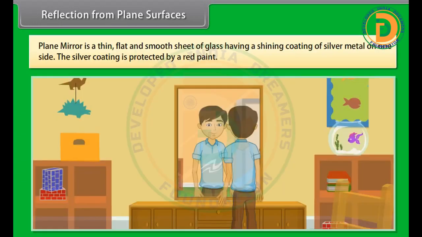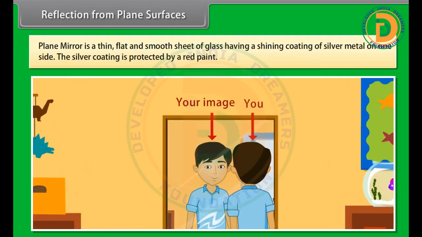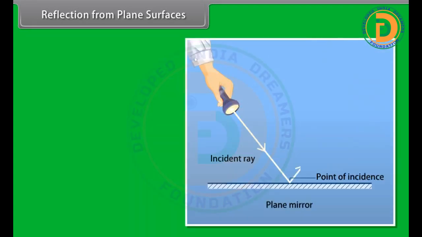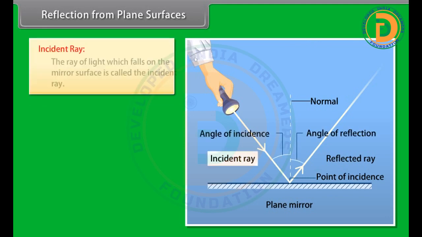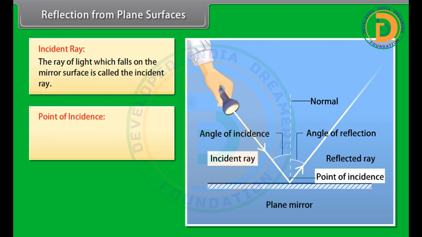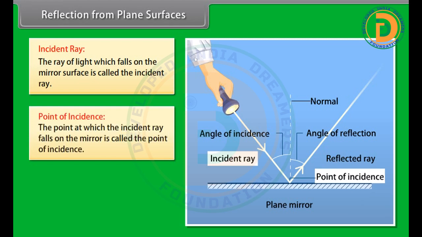Plane mirror is a thin, flat, and smooth sheet of glass having a shining coating of silver metal on one side. The silver coating is protected by a red paint. Meaning of important terms are as follows to understand the figure. Incident ray. The ray of light which falls on the mirror surface is called the incident ray. Point of incidence. The point at which the incident ray falls on the mirror is called the point of incidence.